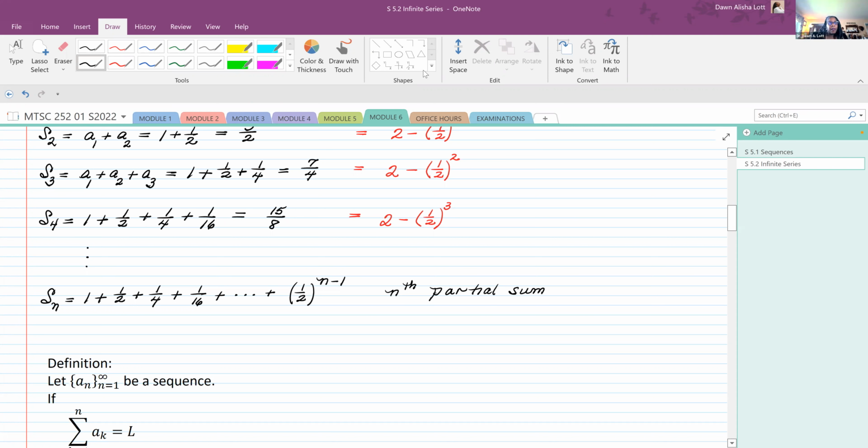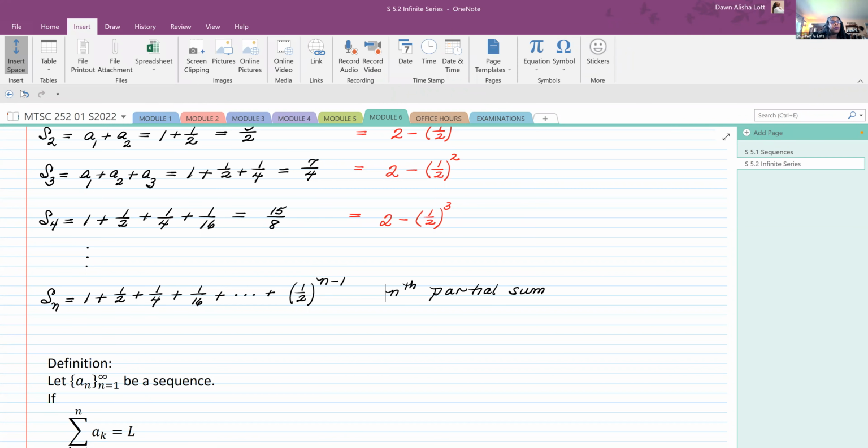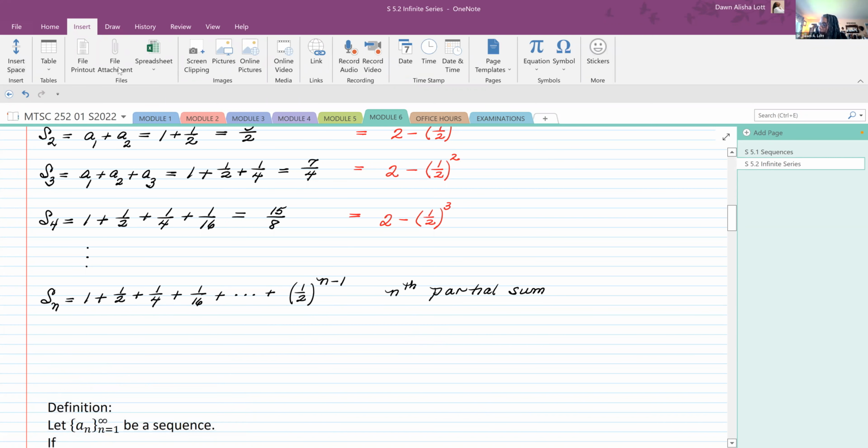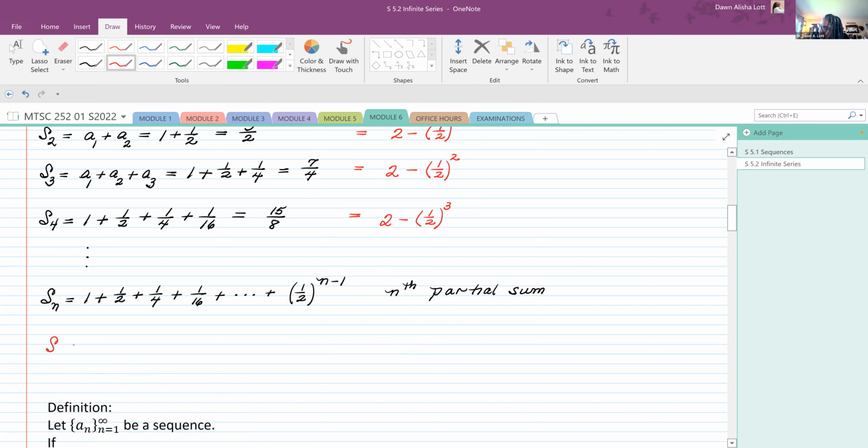Now, as I'm looking at this nth partial sum, I realized that I created a formula for it as we were going down. The formula in red was that Sn actually looks like 2 minus 1/2 to the n minus 1 power. So that's what Sn looks like: 2 minus 1/2 to the n minus 1 power. This is the nth partial sum.